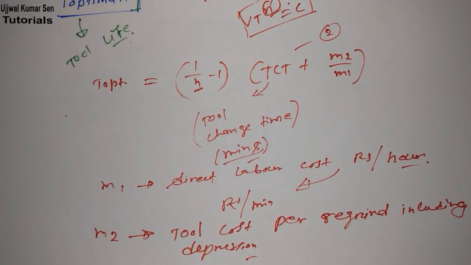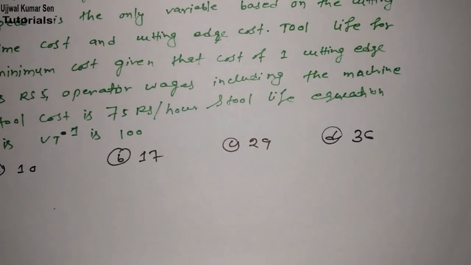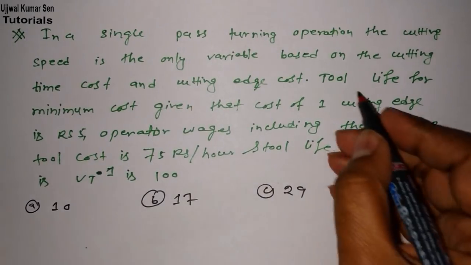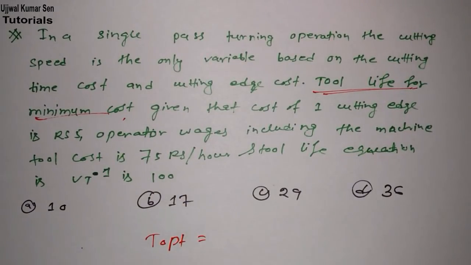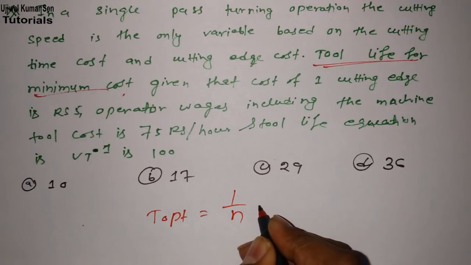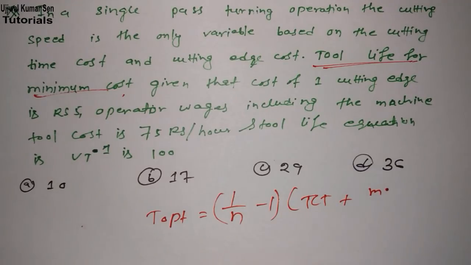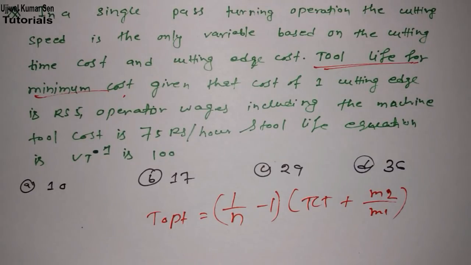Okay, so let's go for the numerical problem which we have been asked. Okay, so here is the numerical problem. Just let me turn this page. Yes, so right now you have a numerical problem in front of you. In this numerical problem, we have to see what is given and what we have to find out. As I have shared with you, we have to find out tool life for minimum cost, T optimum. So we are given the formula 1 by N minus 1, times TCT plus M2 by M1, which I have shared with you.